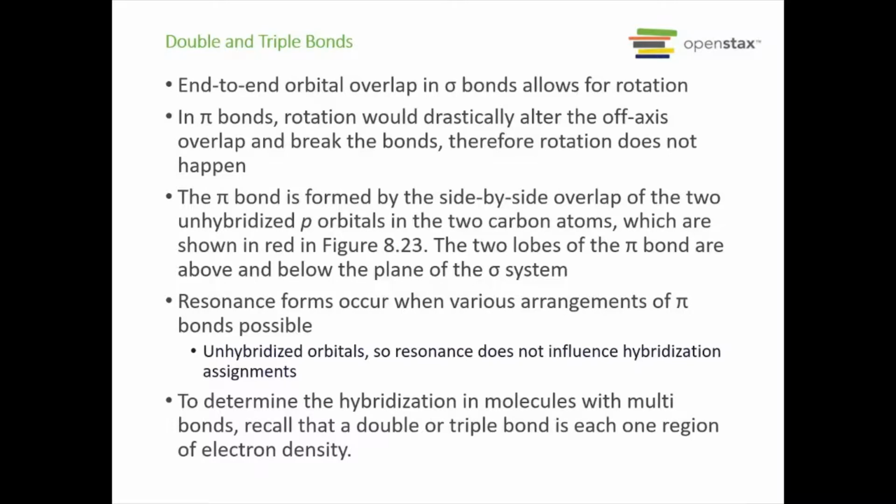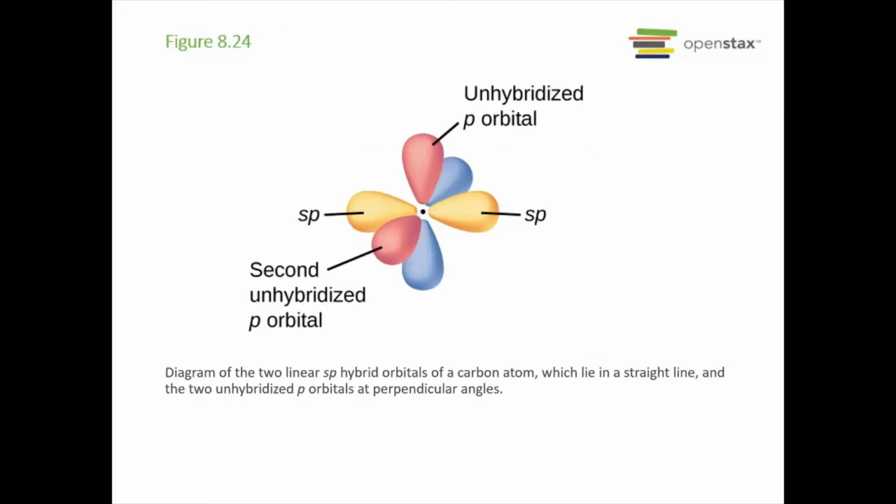And remember, we talked about resonance before, and these occur when we have various arrangements of pi bonds that are possible. Remember, they're unhybridized, so resonance does not influence hybridization assignments. And if you need to figure out hybridization in molecules with multi-bonds, remember that a double or triple bond still represents one region of electron density. So this is just showing the hybrid orbitals of the carbon and then the unhybridized p orbitals of a carbon.